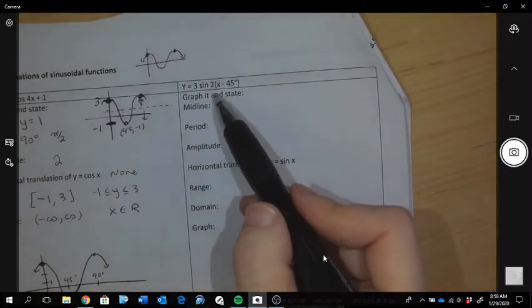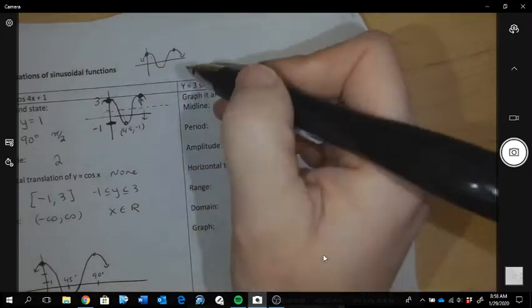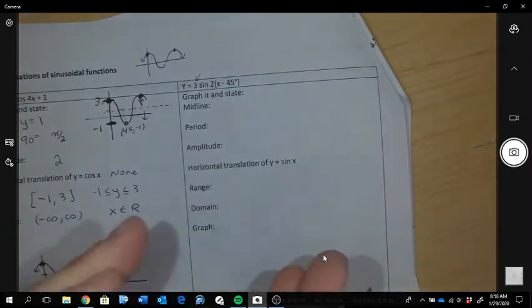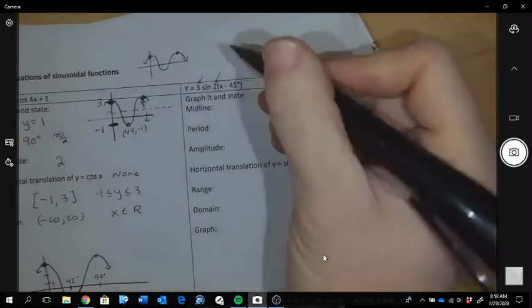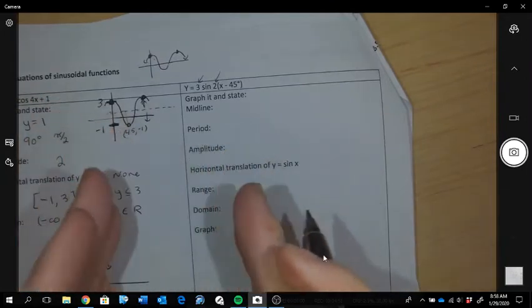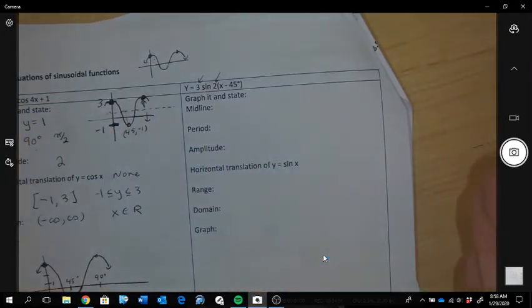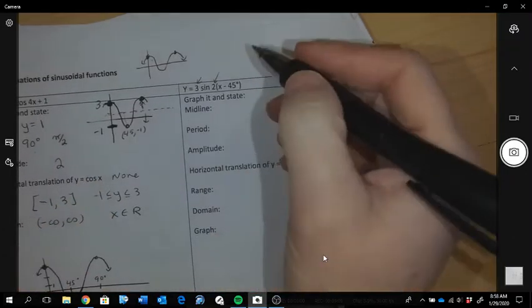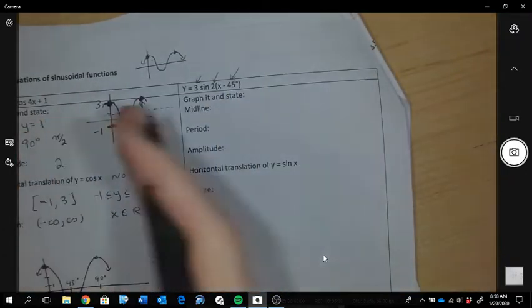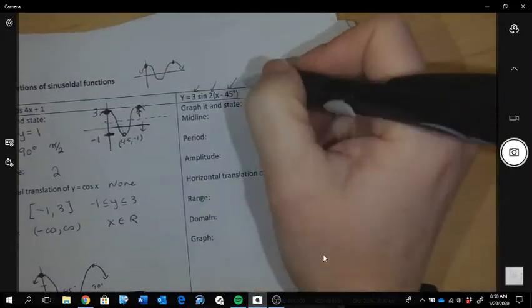3 sine 2x minus 45. The 3 is going to make it stretch outward, so that's the amplitude. The 2 is going to make it compress in, so it's not going to take 360, it should probably take 180 to go through a cycle. And the 45 is going to be moving the graph side to side.